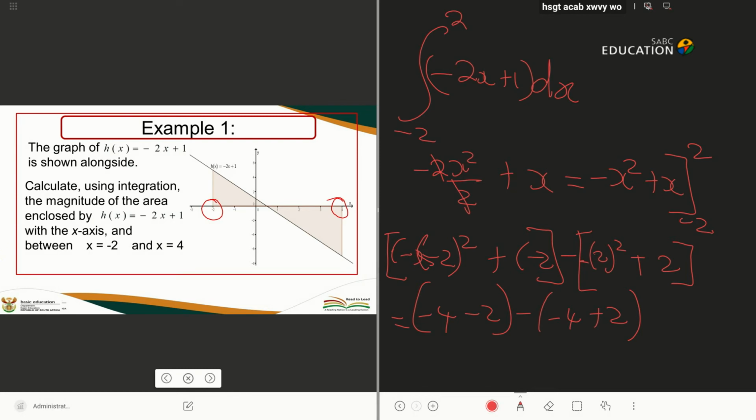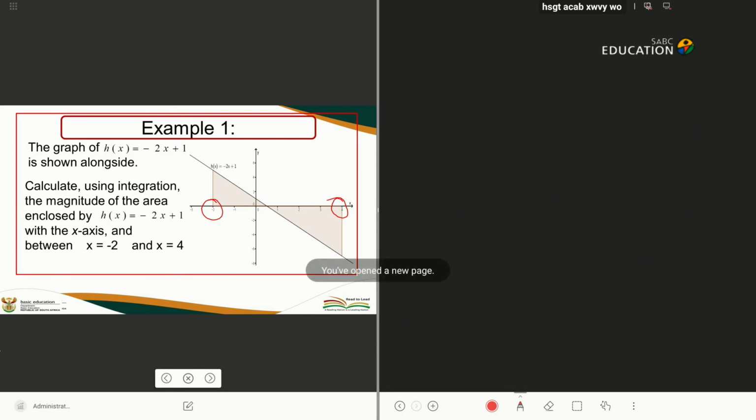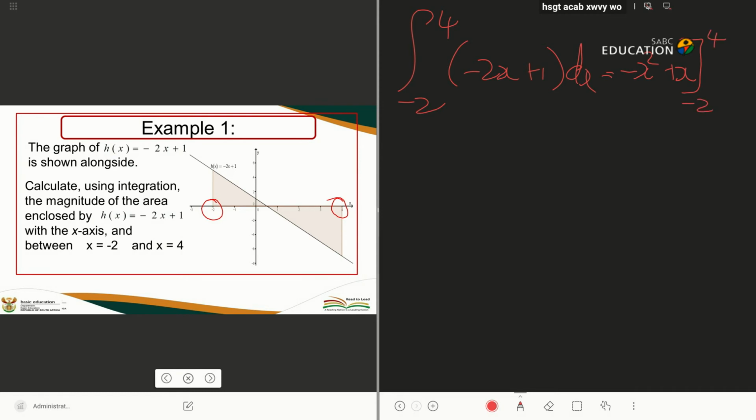Oh, sorry, I made a mistake there. I should have said it's not 2 but 4. Then this is fine. Okay, let me just cancel this. And then it's the integral from negative 2 to 4 of negative 2x plus 1 dx, where this is going to give you negative x squared plus x, all from negative 2 to 4.